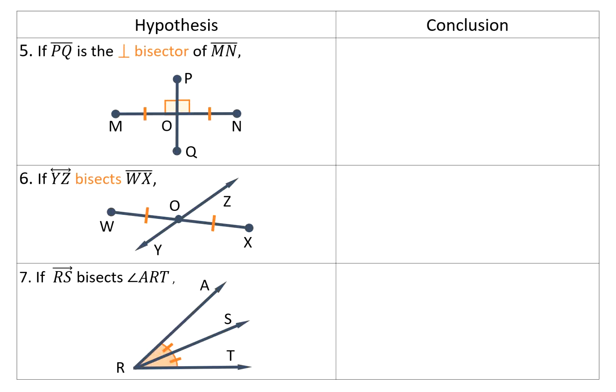Number 5, if line segment PQ is the perpendicular bisector of line segment MN, what would be the conclusion? So, dito yung line segment PQ, hinati niya yung line segment MN at an angle of 90 degrees. Kaya nga tinawag siyang perpendicular bisector. So, nung hinati natin yung line segment at an angle of 90 degrees, ano yung nag-come up? So, ano yung pwede natin maging conclusion?